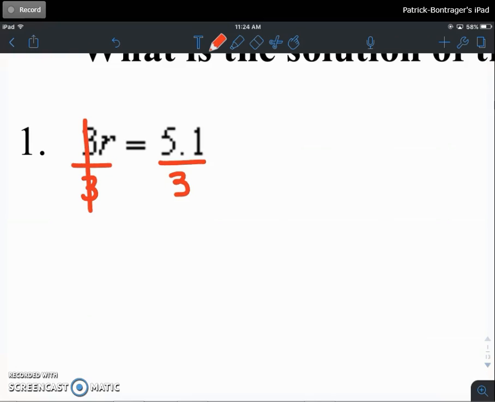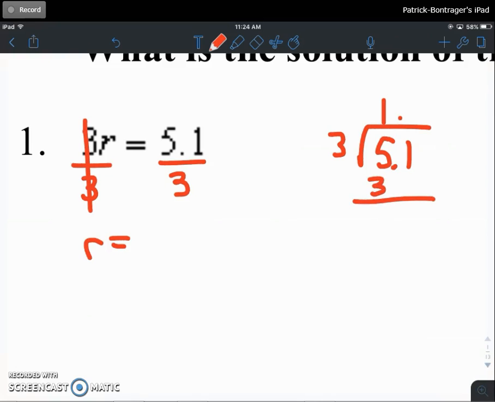The 3's are going to cancel, and we're going to get r equals 5.1 divided by 3. How many times does 3 go into 5.1? We'll find out. 3 goes into 5 once. I get 3. I get 21. 3 goes into 21 7, so 1.7.